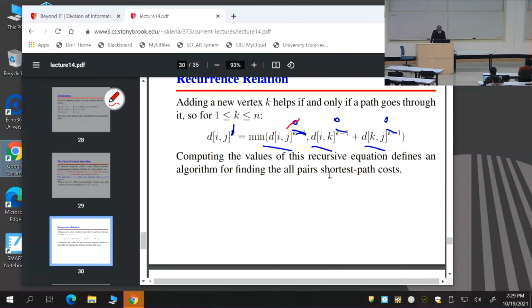now let's say I want to know when I'm allowing 1 and 2 as possible intermediaries. If I now know the matrix where I'm allowed to use 1 as an intermediary, I can compute it where I'm allowed to use 1 and 2 as possible intermediaries. Then based on that, I can compute it using 1, 2, and 3, 1, 2, and 4, 1, 2, and 5, dot, dot, dot. Do you see that starting from the base case of k equals 0, I can use this formula to update it for 1, 2, 3? Okay? Any questions about that?